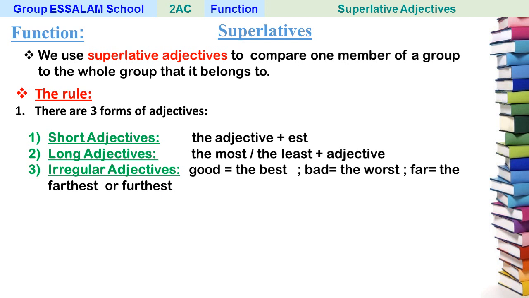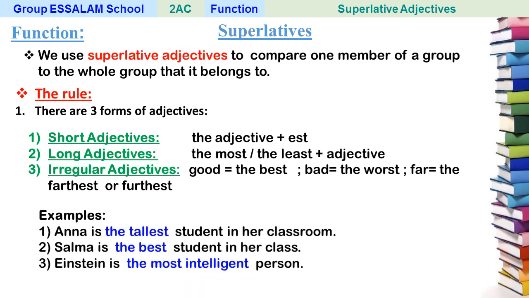Long adjectives, whenever you have seen 3 or more than 3 syllables, of course it is a long adjective, and you have to obey the rule which says the form of long adjective is the most or the least plus adjective. So you have to say, for example, the most beautiful or the least beautiful, like this. Okay? Number 3, irregular adjectives. Of course, there are 3 irregular adjectives, and you should learn them by heart. There is no other solution here. So we have good, the best; bad, the worst; far, the farthest or the furthest. It's about the distance.